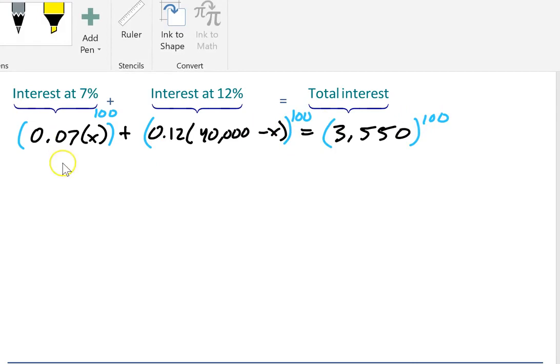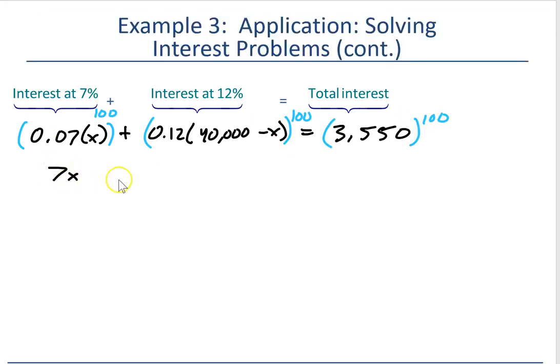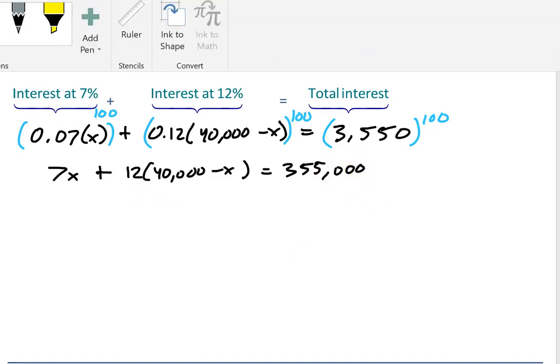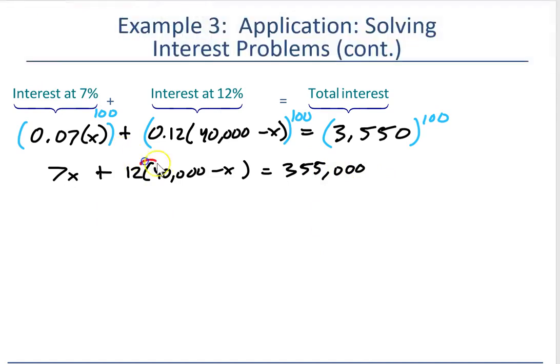Okay, that's going to end up giving me 7x plus 12 times (40,000 minus x), all equal to 355,000, because I have to add 2 zeros to that. Okay, now I can start just going along with the motions here. I'm going to distribute that 12 into the 40,000 and the x.